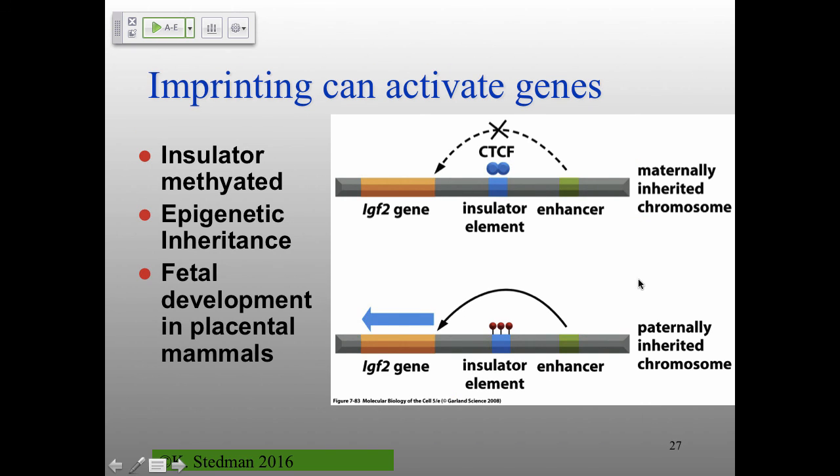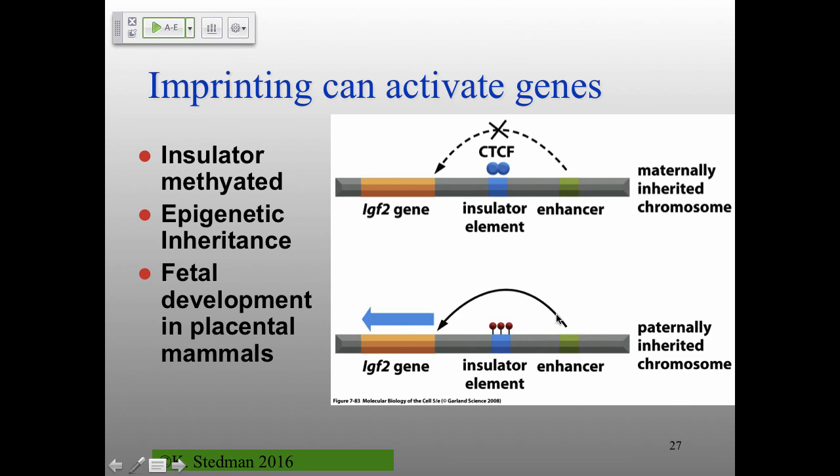How does this work? Very often, and this is the best studied case, it's the insulin-like growth factor gene. We have the maternally inherited chromosome that is non-methylated, while the paternally expressed one is methylated. The methylation turns out to be at an insulator element. What do insulators do? They block the activity of enhancer binding proteins. That's what happens in your maternally inherited chromosome. So here, no activity of IGF-2.